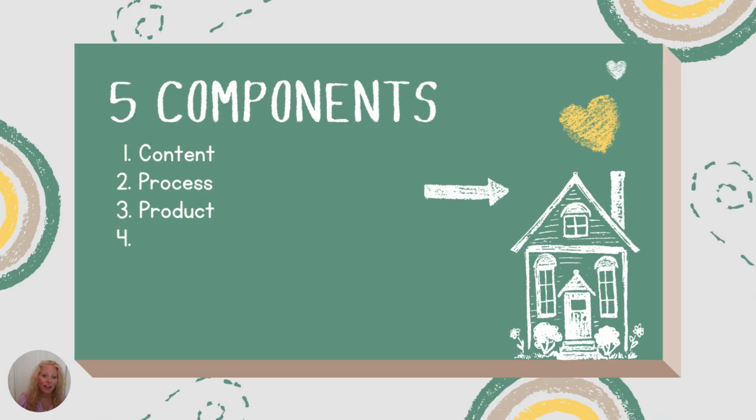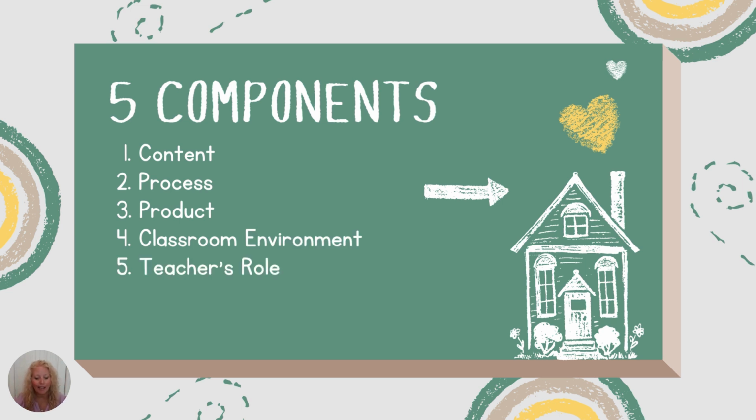Now, researchers have found 5 components that make up differentiation. The first one is content, or what you're teaching. You might have to choose multiple texts or different topics. The second component is process, or the instructional strategy that you use to deliver the content. So you can think about ways to change up your instructional strategies, like whole group, small group, technology-based, game-based.